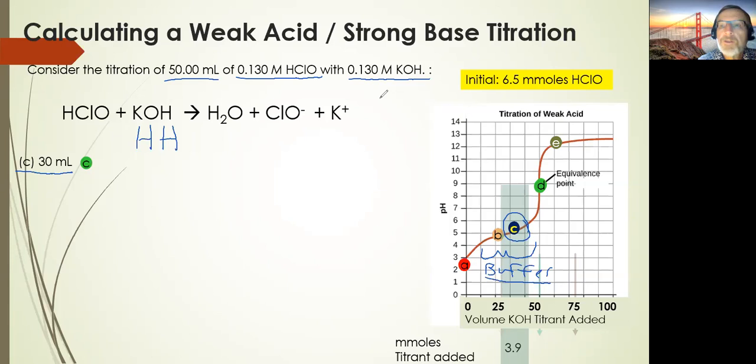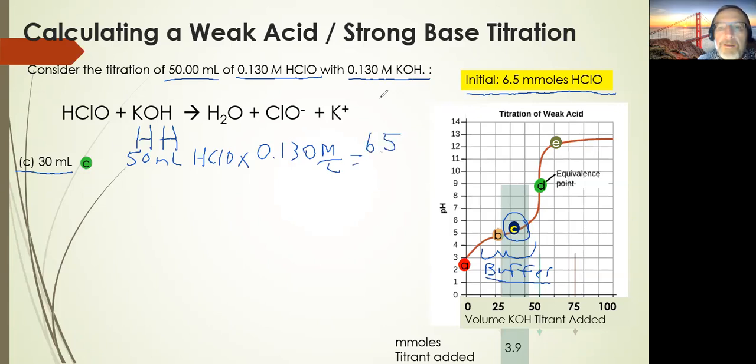I've already written this over here because I like to keep up with that. I like to calculate that initially, because I know I'm going to use it time and again in these calculations. But just to review quickly, we have 50 milliliters of HClO, and it is 0.130 moles per liter, and that equals 6.5 millimoles. 6.5 millimoles of that weak acid.